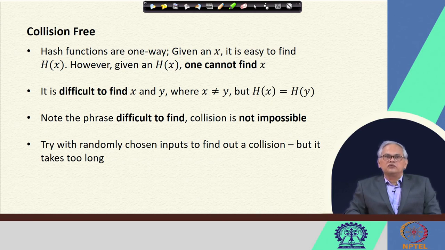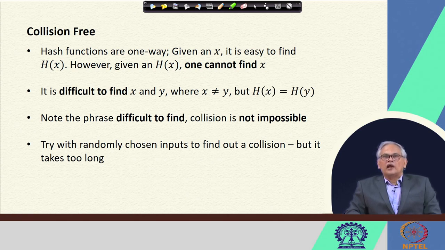Also, it is difficult to find two messages x and y, where x is not equal to y, but their hashes are the same. So, this is also an important property which tells us that there cannot be collisions, that for two different x and y the hashes are different. Of course, the phrase difficult to find means that there could be certain collisions. So, it is not really impossible, but it is going to happen very, very rarely.